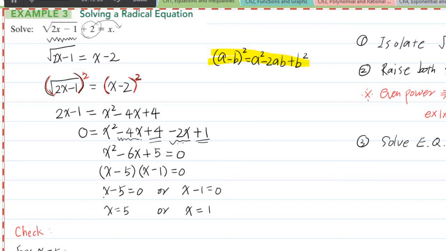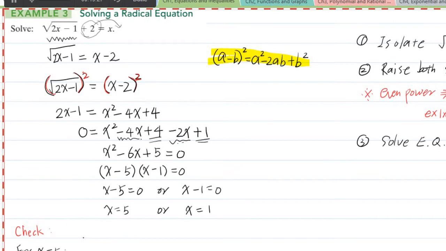So you want to check, is it going to give you 5? Let's check this. That will be the square root of 10 minus 1, that's the square root of 9, plus 2. Is it 5? The square root of 9 is just 3, and 3 plus 2 is 5. So now you have 5, which means that is true. So this is the real solution. Let's also check for x equals 1.